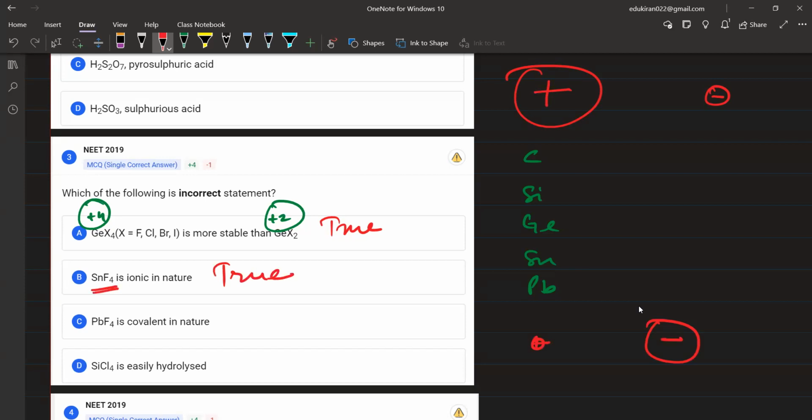And now if SnF4 is ionic in nature, Pb is even larger in size than Sn. That is why PbF4 is also going to be ionic in nature. So this statement is false.